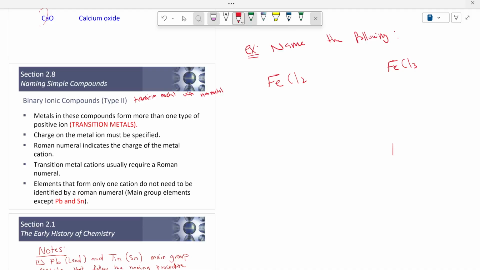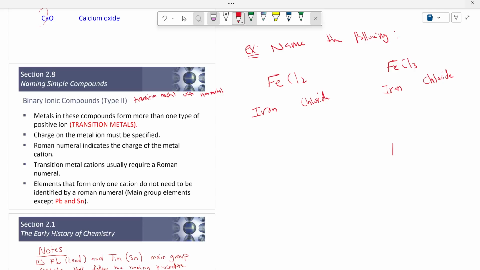So if we apply the procedure of type 1, we write the name of the metal as it is. This is Fe, this is iron, and here is iron. The name of the non-metal, replace the last suffix using IDE. So this is a chloride, and here is also chloride. As you see here, we ended with the same name for two different compounds. This is why the procedure of type 1 is not 100% fit with type 2. So we need a further step.